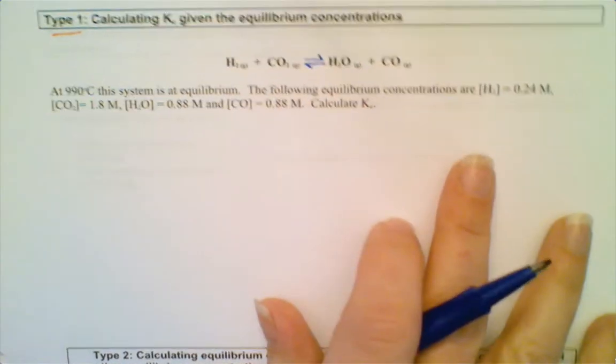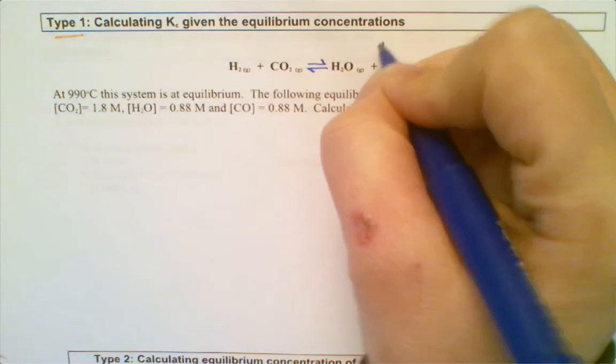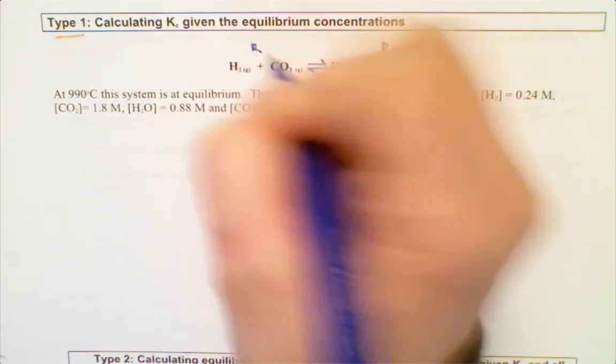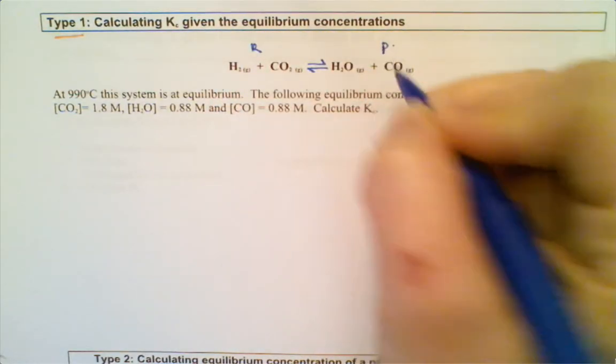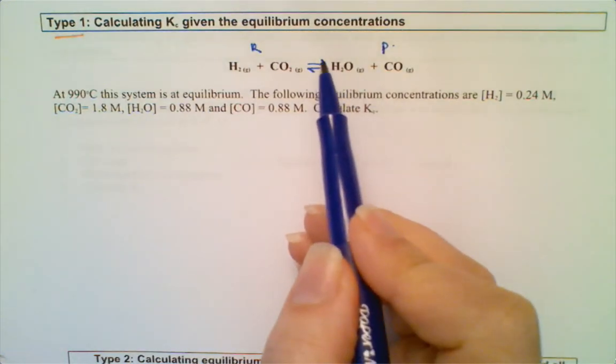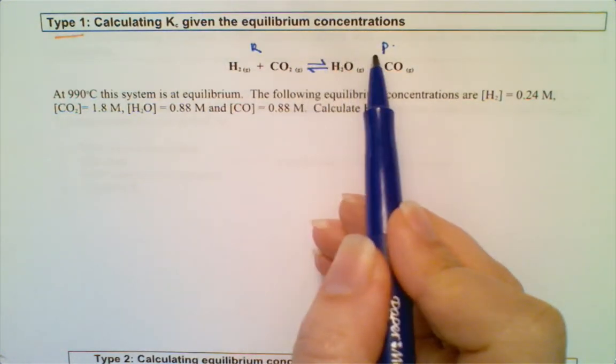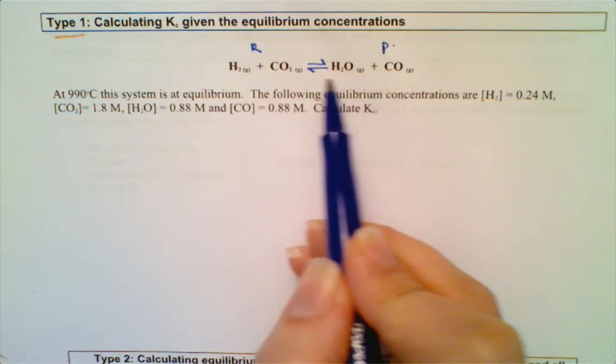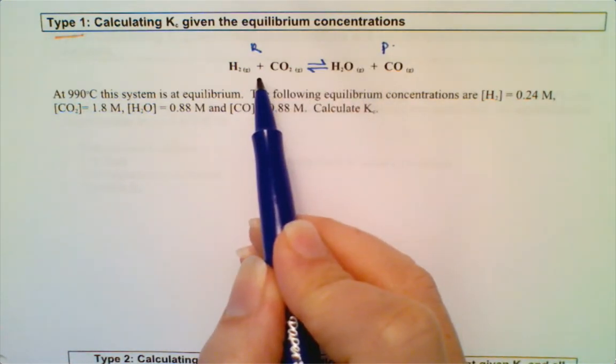We always consider the right of the arrow our products and the left of our arrow the reactants, just so we have a starting point. Whenever we say that the reaction proceeds to the right, we mean going towards the products. And when we say the reaction proceeds to the left, we mean moving back towards the reactant side.